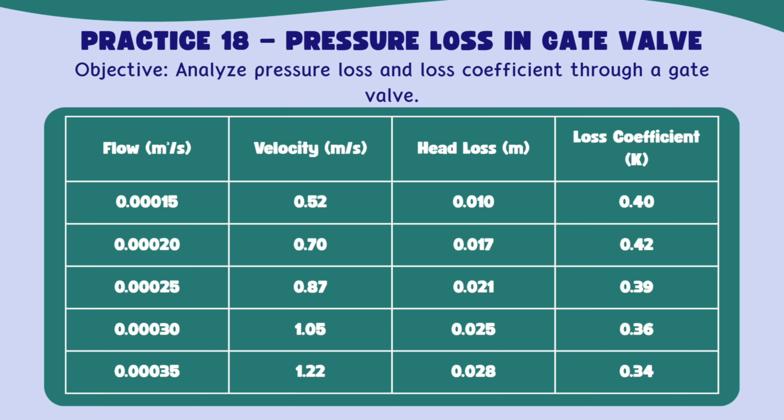In practice 18, we studied how the gate valve impacts pressure loss. The head loss increased with the flow rate, but the coefficient K did not follow a straight trend. It peaked at moderate flow, then slightly decreased at higher rates. This means the valve's internal flow pattern changes, creating nonlinear energy behavior.